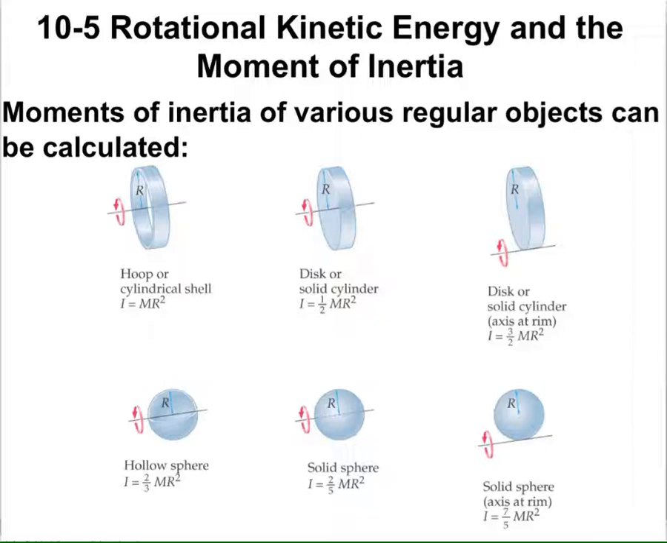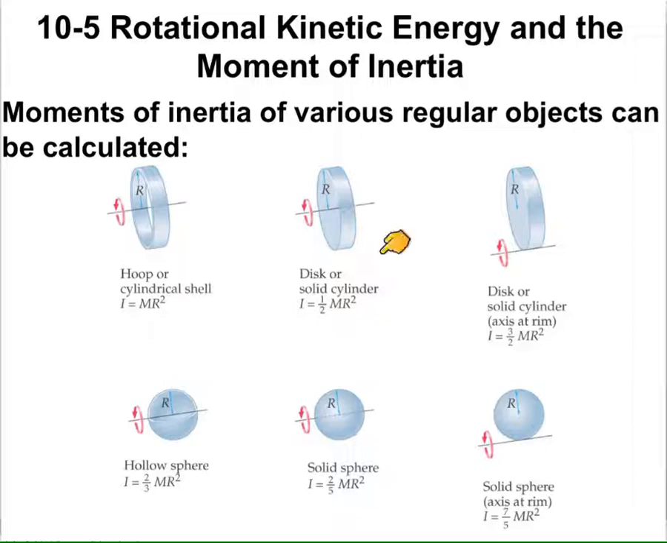I will only give the results of these calculations. For example, a cylindrical shell: if the cylindrical shell is rotating around an axis which passes through its center, then its moment of inertia is its mass times r square, where r is the radius of this shell, because it's a cylinder.